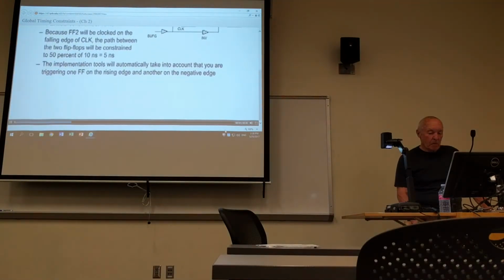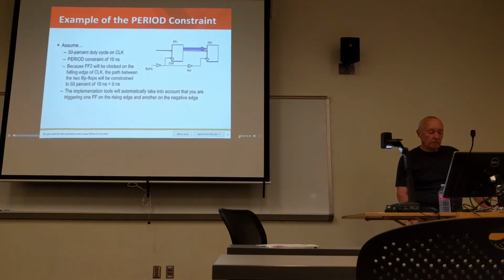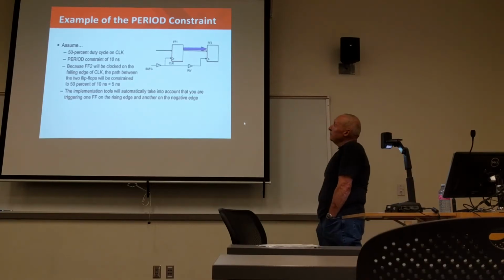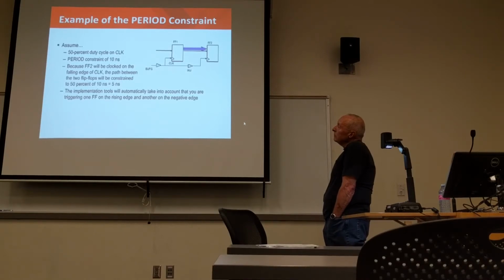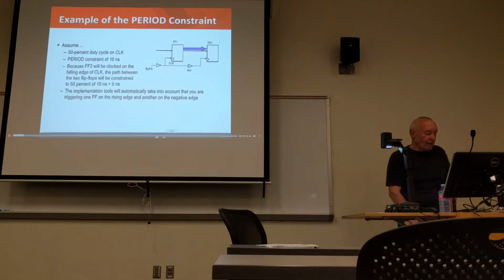In this example, we're just trying to show you how the tools recognize that you're triggering off the negative edge of your clock. So here we have a clock with a 10 nanosecond period constraint, and the first flip-flop is toggled off the rising edge, while the second flip-flop is toggled off the negative edge. So, as you have probably already figured out, this means that the constrained delay path should now be constrained to not 10 nanoseconds, but 5 nanoseconds. So what happens is the tools will use the 5 nanoseconds as a constraint, and after implementation is completed, you can generate a timing report.